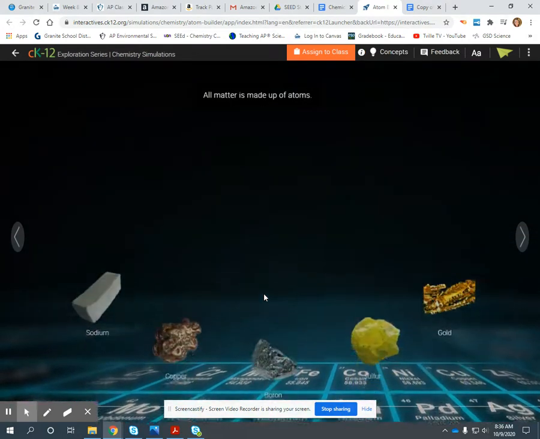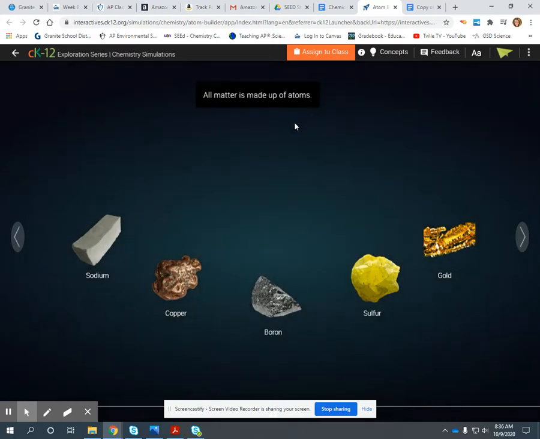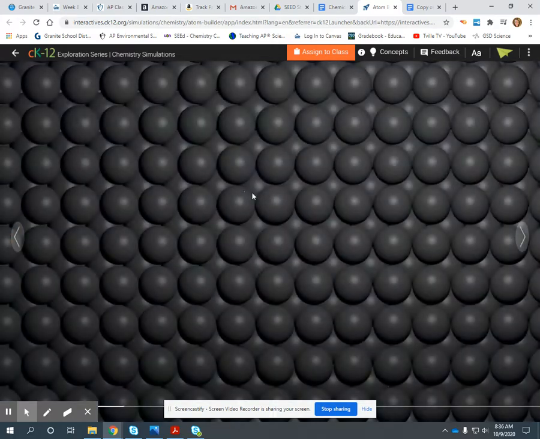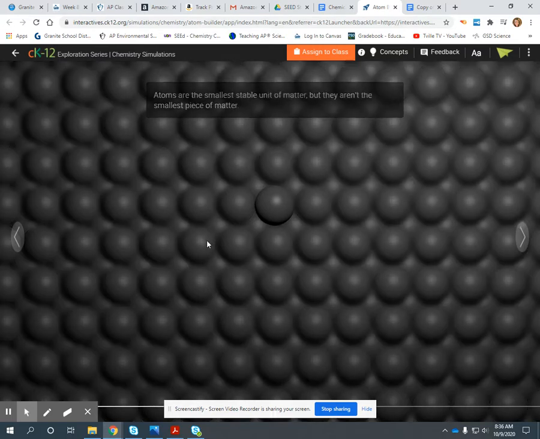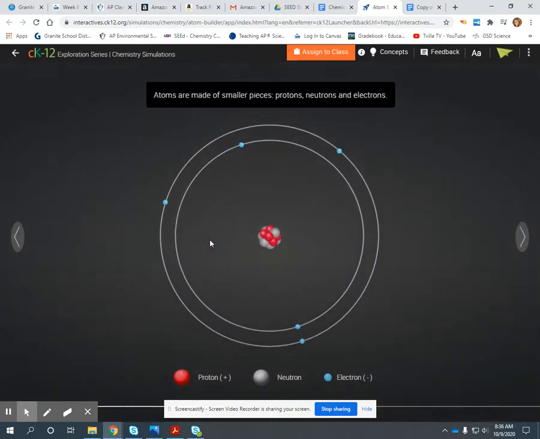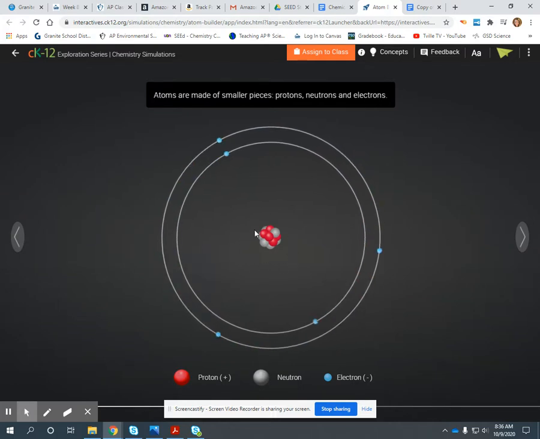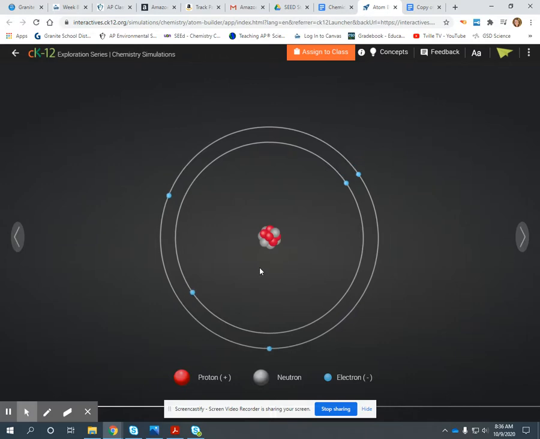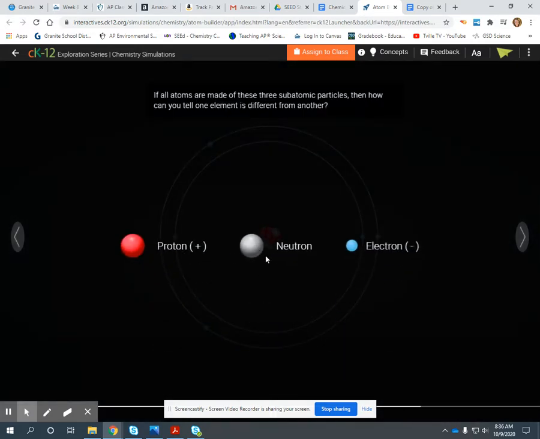So once you click on the play button, it'll give you a little bit of an introduction. It says all matter is made up of atoms, and it gives you some examples of different atoms. Atoms are the smallest stable unit of matter, but they aren't the smallest piece of matter. So let's look inside the atom and look at the structure that we've been learning about. We've been learning that atoms are made up of protons, neutrons, and electrons. So here you see a model of an atom. These are the three different subatomic particles that we've been learning about.